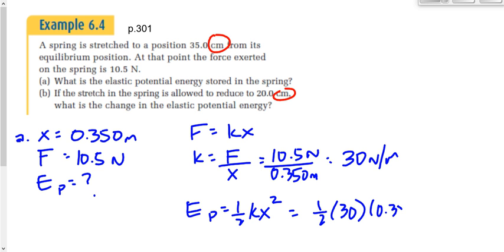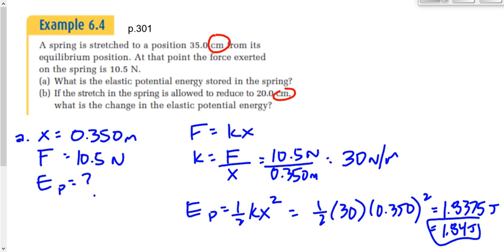X is 0.350. Let's square that. I'll punch that into my calculator here. 0.5 times 30 times 0.35 squared gives me 1.8375. Now I'm going to write down the unrounded number. How come? Nick, how come I'm going to write down the unrounded number there? Yeah, like in the end, I want to round this to 3 digits, right? 1.84 joules. But why did I write down 1.8375?